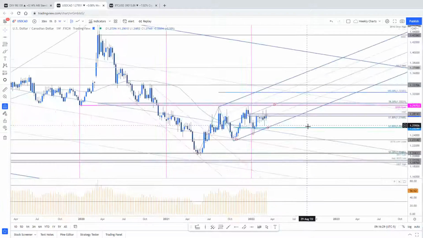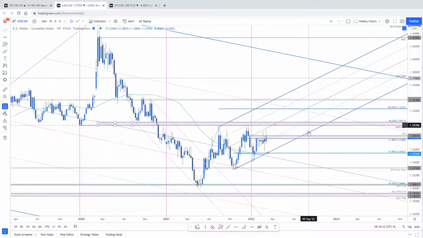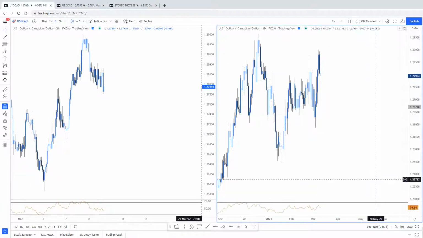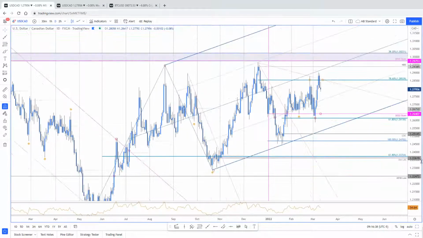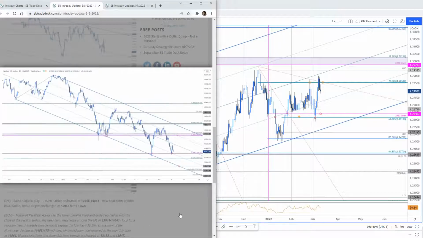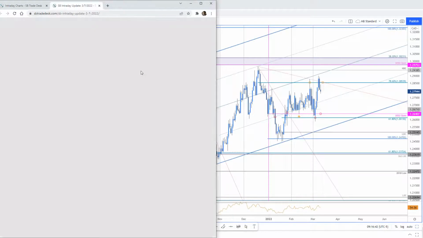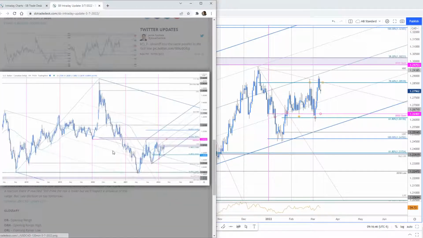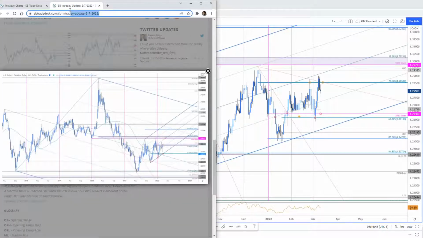So looking for a move in dollar CAD: range, range, range. Here's dollar CAD on the daily chart. Here's our last update on dollar CAD here. Okay, here's the weekly. This was published back on the 7th. Same zone that we just looked at in the weekly chart hasn't broken.